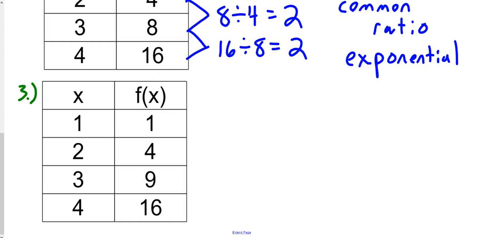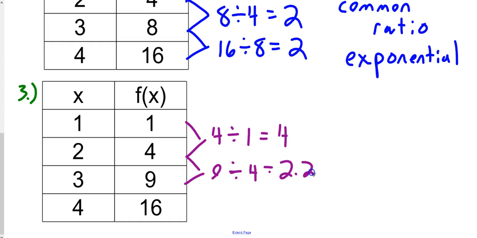So if you check the other two guys, if you check the exponential and you do ratios, 4 divided by 1 is 4. And then you come down here and you take 9 divided by 4, and you're going to get 2.25. Obviously, those don't match up. So that makes no sense. So it's not exponential.